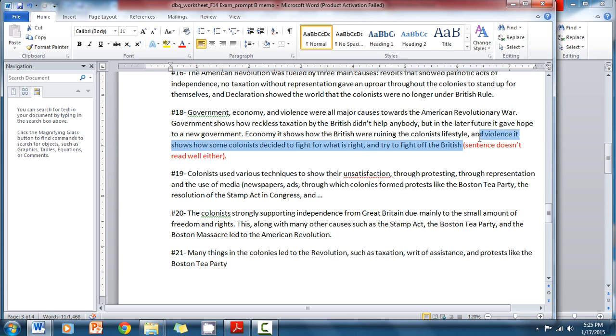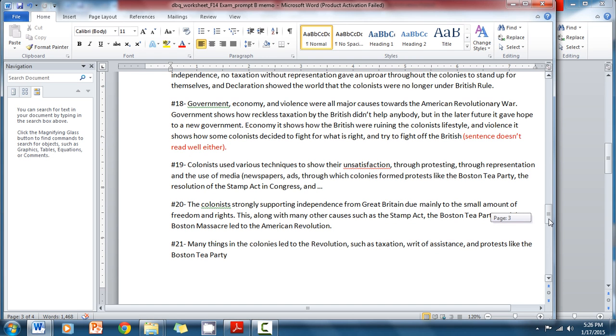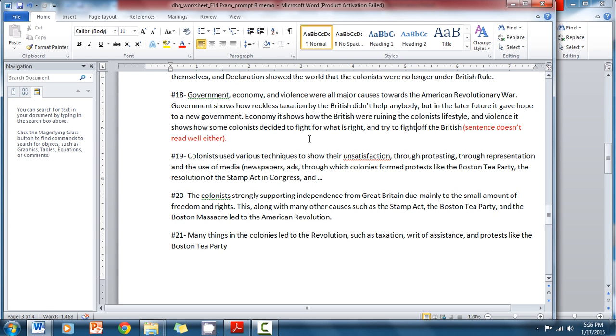And violence, it shows how... Okay, so go back and reword this. Not sure what's going on here, but the sentence does not read well. Also, you need a second sentence here to explicitly mention what was the single cause that most enticed the colonists to break away.